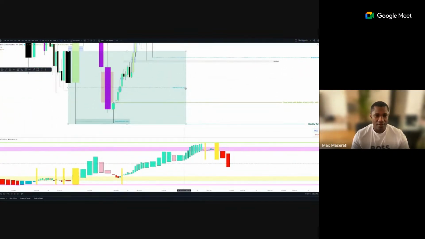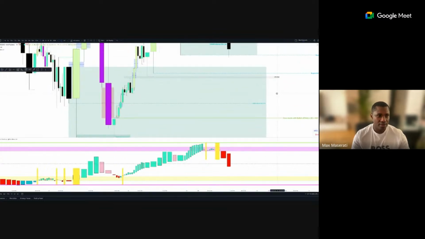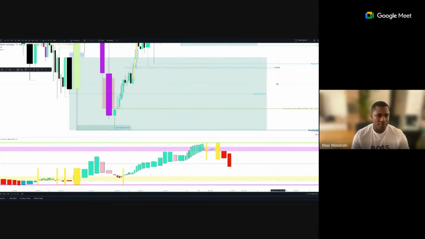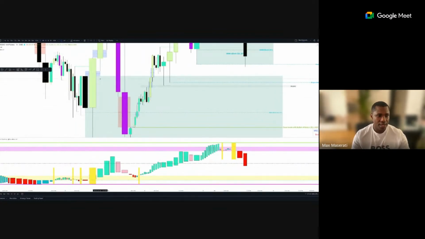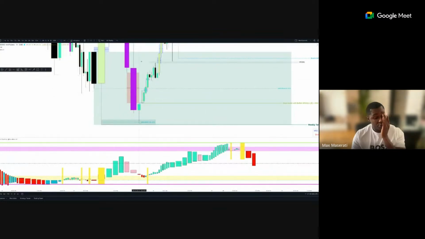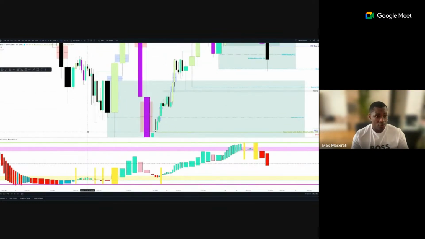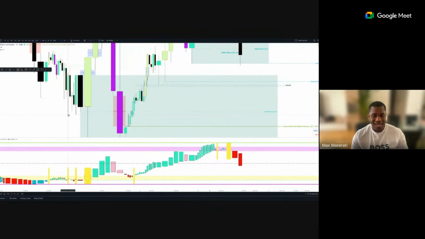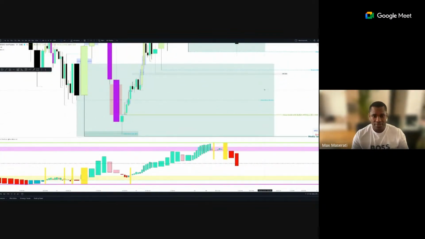And on the 1 hour, we have an MM external block. Is this 1 hour? Was it in the 1 hour? Oh yeah, this MM external block in the 1 hour was respected, and then price pushed up. This external block was based on this candle here. So highly likely price comes all the way down to this level and has another reaction from this level.